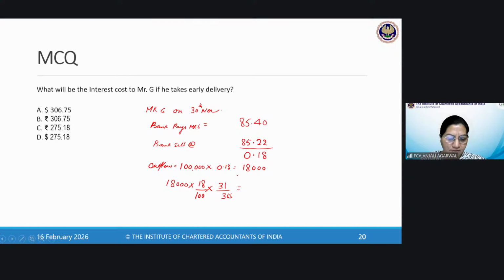So 18,000 into 18 into 31 divided by. So the interest comes out to be 275.17. I would have left it at 275, but as the question is very clearly demanding that I should round off to 2 decimals, so 275.18 rupees.